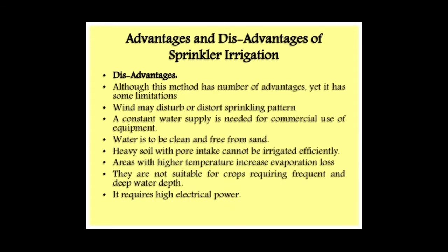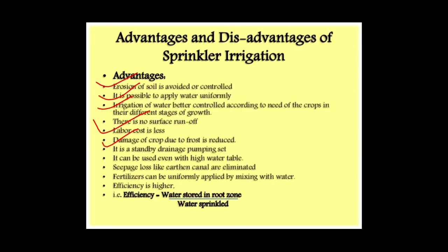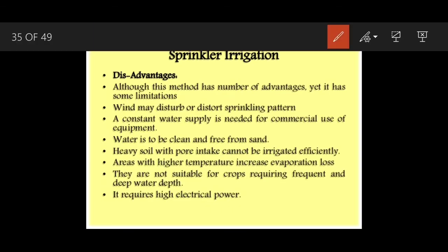Now the disadvantages. Although this method has a number of advantages, yet it has some limitations. So what are the limitations? First one, winds may disturb or distort the sprinkling pattern. Yes, so if the wind is very fast, it can disturb or distort the sprinkling pattern. It can affect. Then a constant water supply is needed for commercial use of equipment.